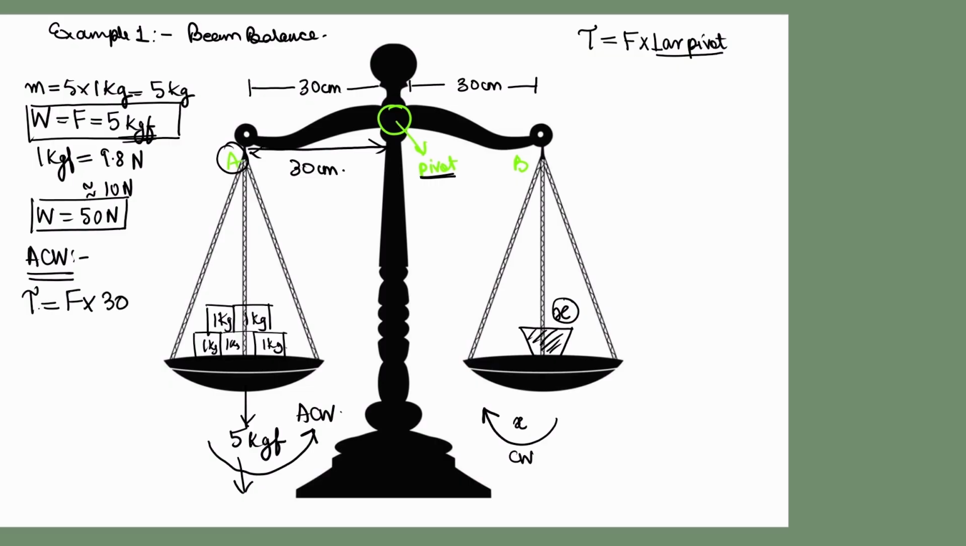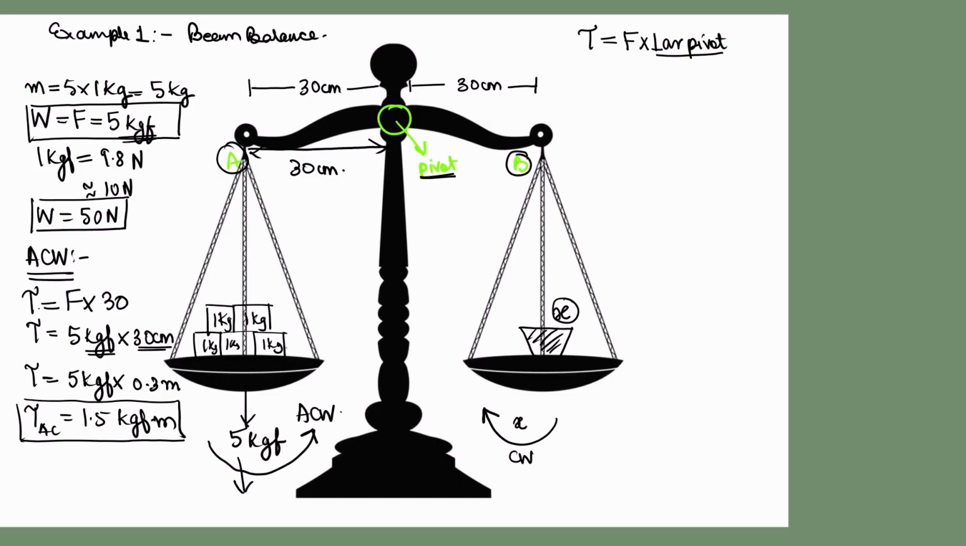Correct? So now the torque which is going to be anti-clockwise is going to be 5 kgf into 30 centimeter. Am I right? Since this is in kgf, let's convert this into meter. So torque is going to be 5 kgf into 0.3 meter. So torque anti-clockwise is going to be 1.5 kgf meter. All right.